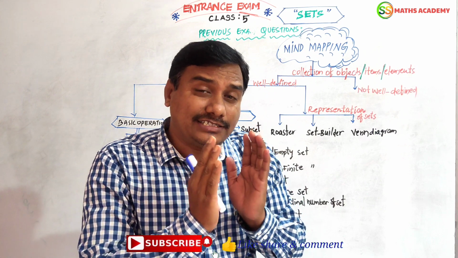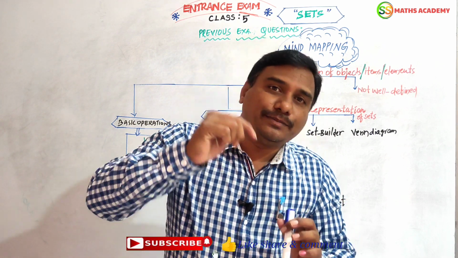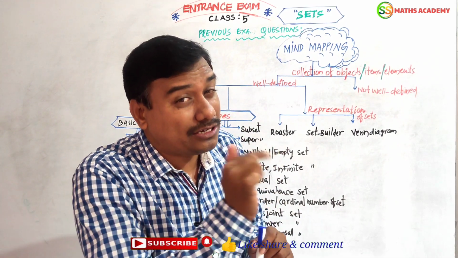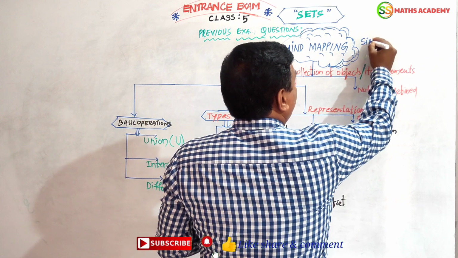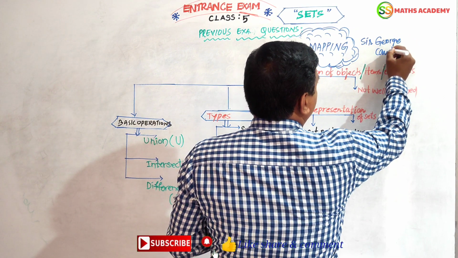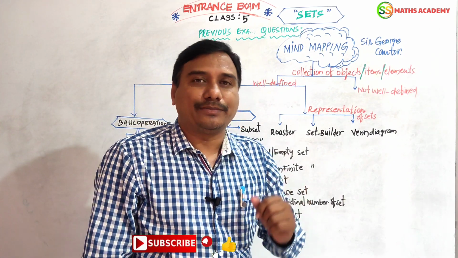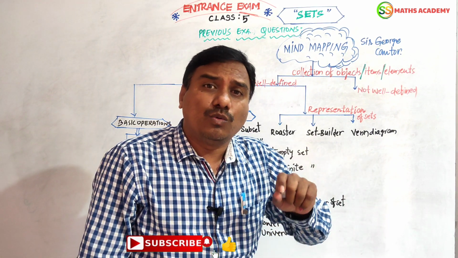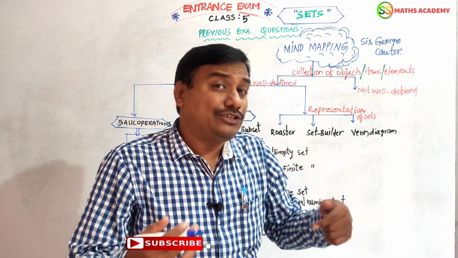Friends, set theory is a comparatively new concept in mathematics. The famous mathematician, the father of sets, is Sir George Cantor. Who is the father of sets? Sir George Cantor, the famous mathematician. He developed set theory in mathematics. A well-defined collection of objects is called a set. What is the use of the word well-defined here? Is any collection of objects also a set? No. Why should we take well-defined?